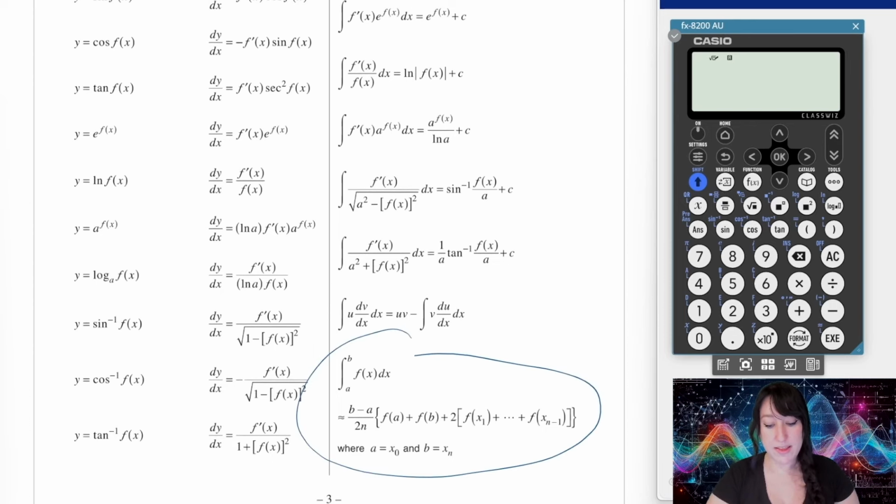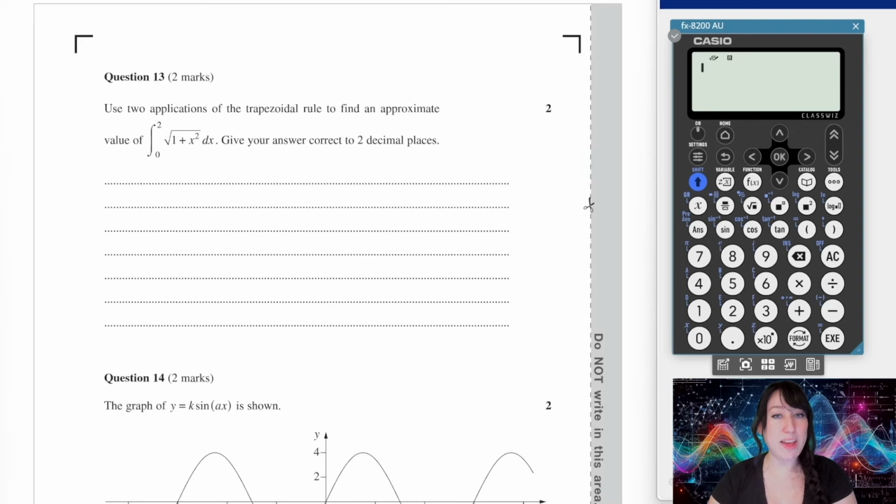Here we have the integral is approximately equal to (b minus a) over 2n times [f of a plus f of b plus 2 times f of all the values in between a and b]. So when doing trapezoidal rule, I usually like to do a quick sketch.